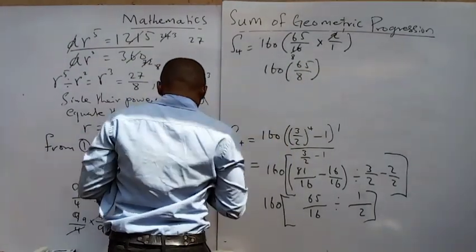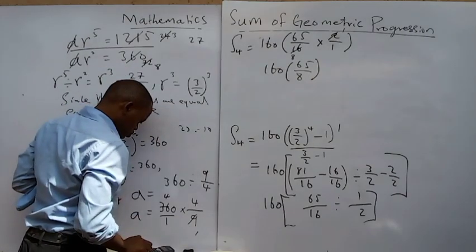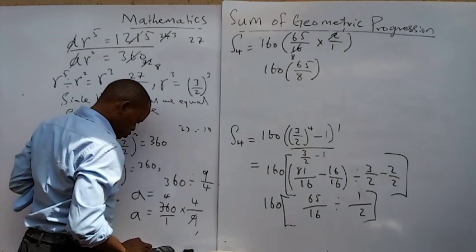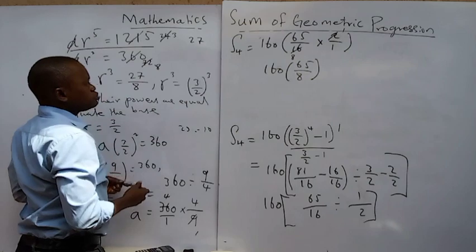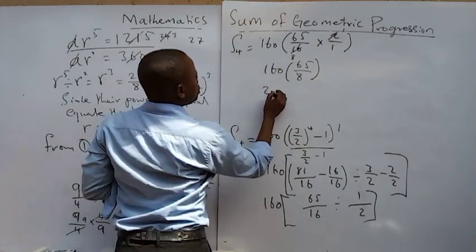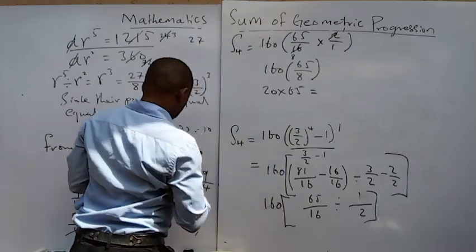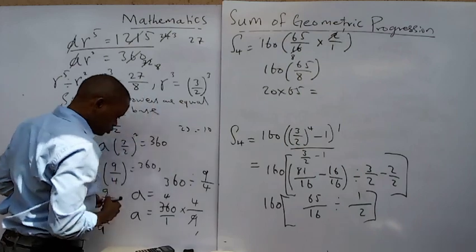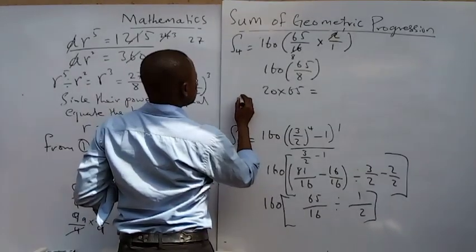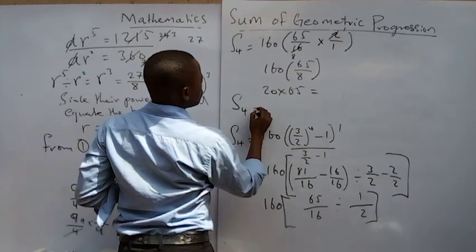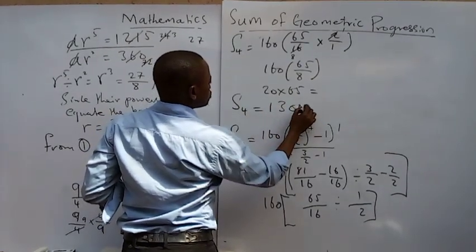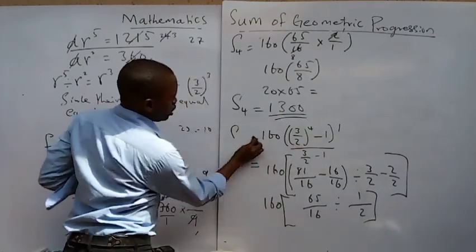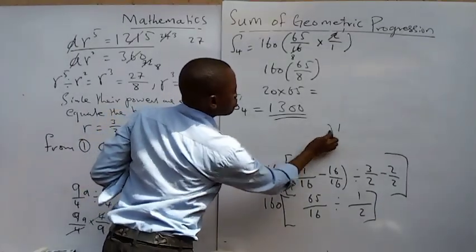So 160 divided by 8. I know that is 20. I want to be sure. So that will be 20. 20 times 65 equals 1,300. So the sum of the first 4 terms is equal to 1,300. Okay, so this is how to handle that problem.